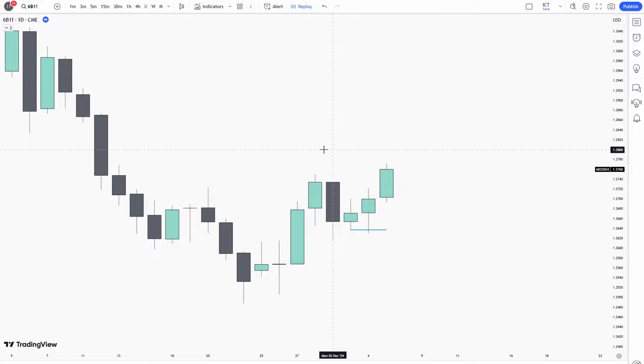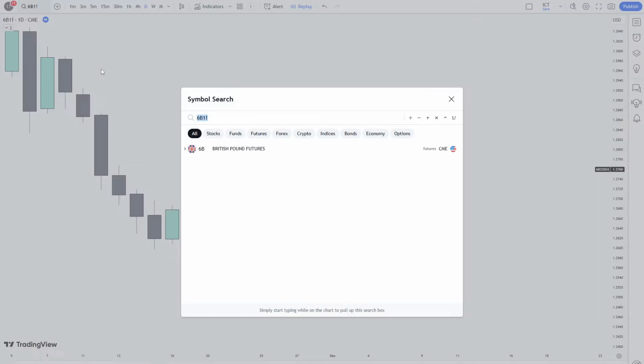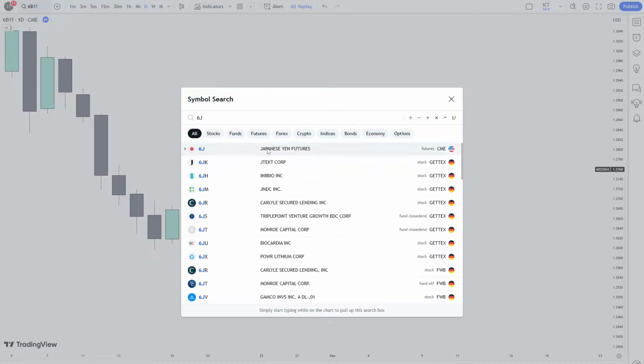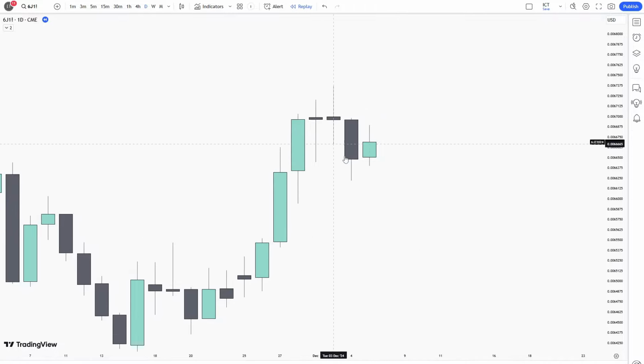Now we will compare a weaker pair against the GBP. Let's search for a weaker pair. Let's start with the Japanese yen futures, that would be 6J. Going into the Japanese yen futures, as you can see, we are trending to the downside, so it means that the Japanese yen is weaker. Now for the exotic protocol, we will compare the stronger pair versus the weaker pair. In this case, the GBP was stronger and the Japanese yen is weaker. So the exotic will be the GBP JPY.